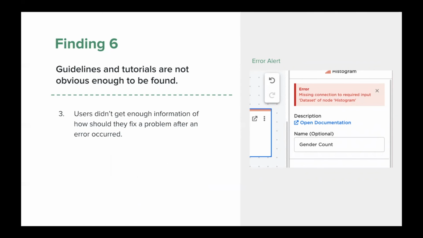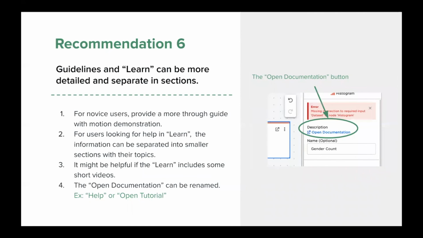We suggested that the guidelines and the Learn section can be more detailed and separated into sections. For novice users, provide more thorough guidelines with more motion demonstration, which can reduce the situation when users directly skip the tutorial at the very beginning. And for the users looking for help in the Learn section, the information can be separated into smaller sections with their topics for searching. Also, the button Open Documentation is not intuitive enough. It can be renamed as Help or Learn Tutorial.